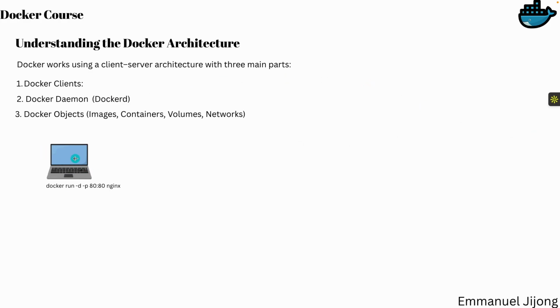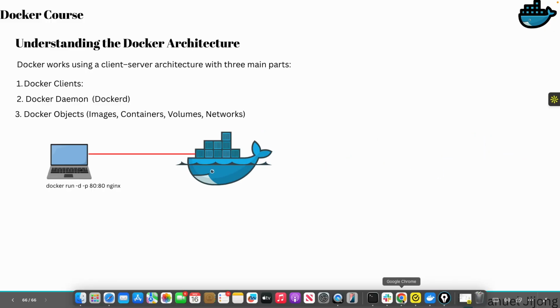You're going to have a Docker client. In this case, the client can be on your laptop, in my case it's my laptop, or it can be on an enterprise server. Then you pass a command to the client, in this case docker run -d -p 8080 NGINX or whatsoever. The client will take that command and pass it over to the Docker Daemon, right?